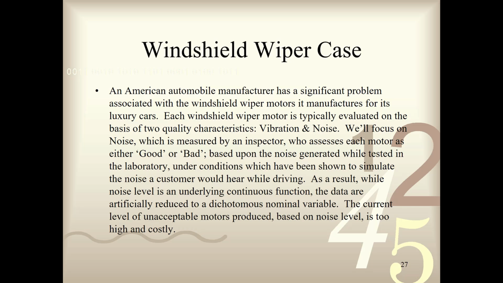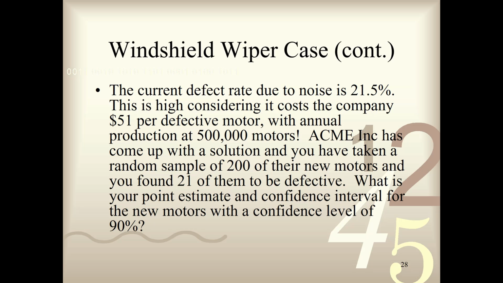Don't worry too much about the dichotomous nominal variable and continuous function. We're just basically getting to a proportion problem here for confidence intervals. So the current defect rate due to noise is 21.5%. Notice this is a proportion problem because of that percent. This is high considering it costs the company $51 per defective motor with annual production at 500,000 motors.